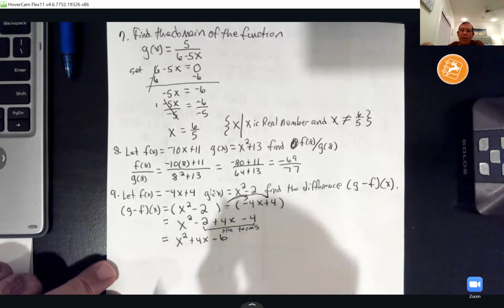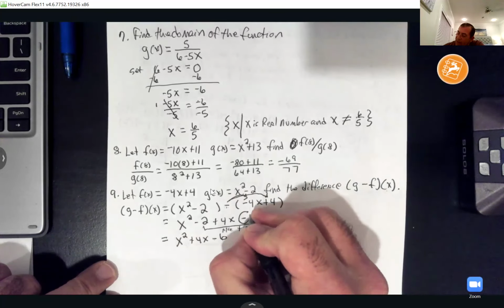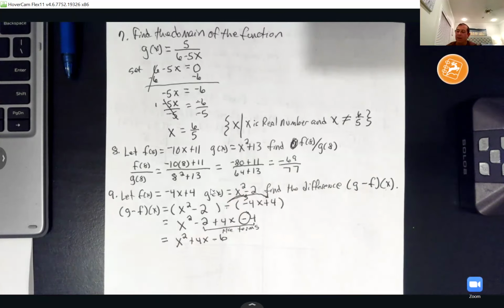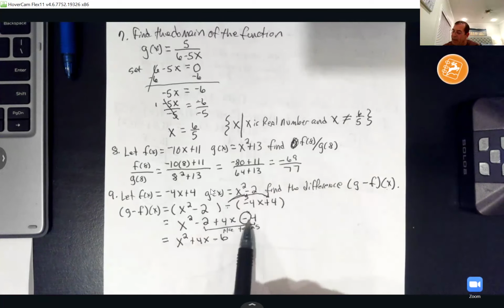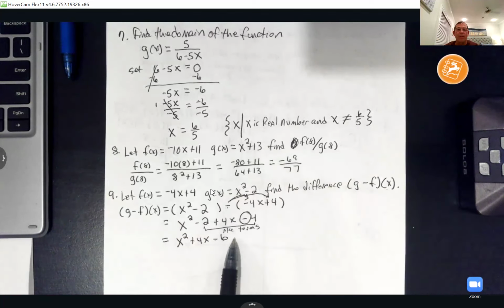And I'll tell you where everybody gets tripped up on that one sign right there. If you don't distribute the negative and you make that a plus 4, it'll mess up your like terms when you're adding them and throw your answer off, okay?